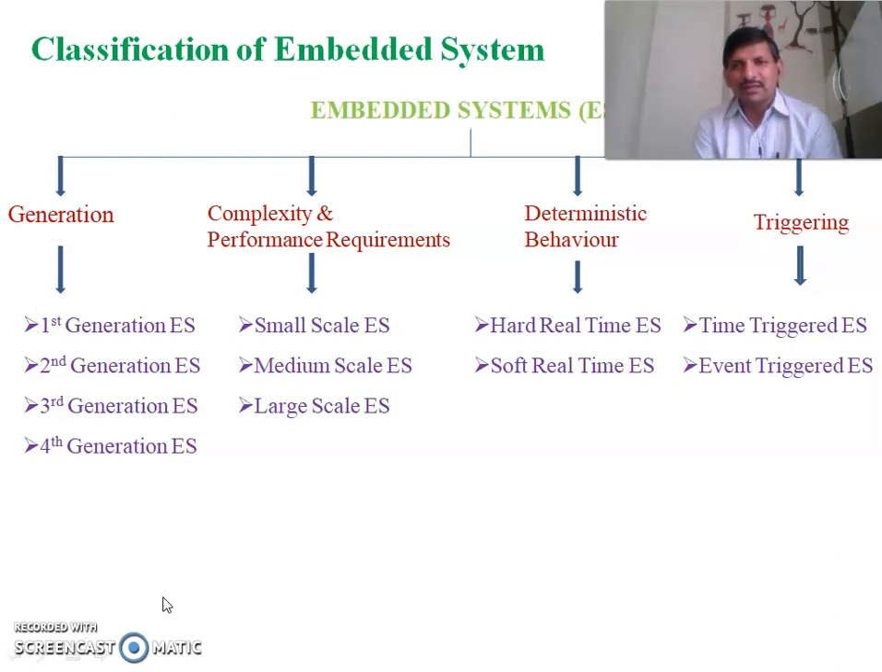Second, soft real-time embedded systems. Here, missing a deadline may cause inconvenience, like smart cars, washing machines, like that.